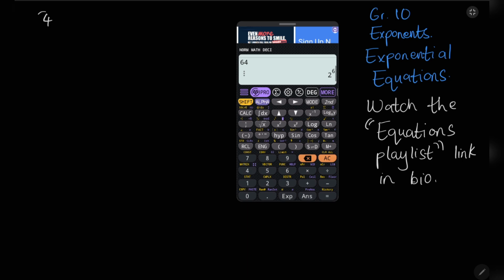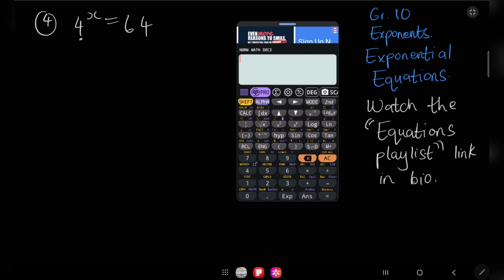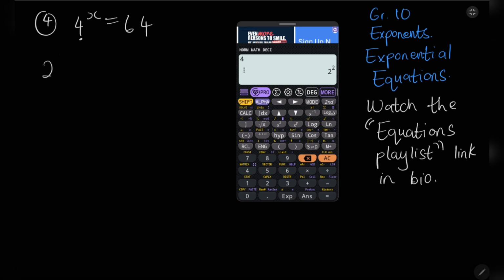Now let's try number 4. Let's do 4 to the power x is equal to 64. Can 4 be broken down? Yes. 4 is equal to shift fact. You get 2 squared. You solved for 4. You still have your x. So the 2 squared should be in a bracket. Okay? You have x outside is equal to 64.